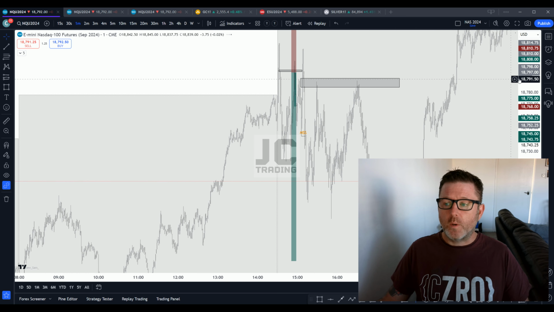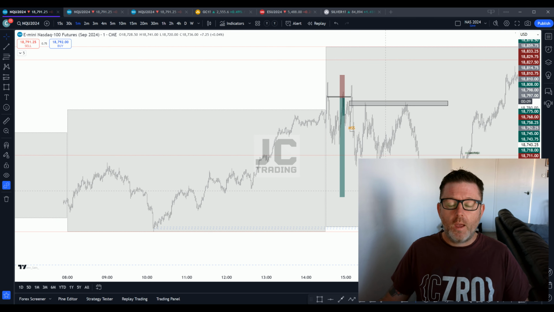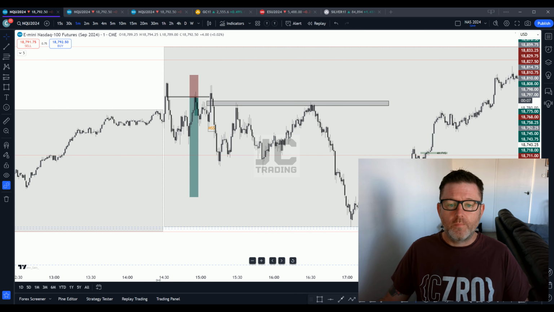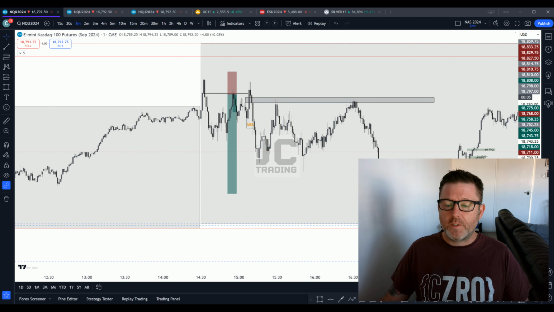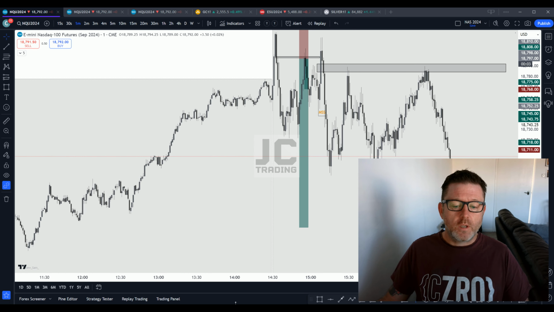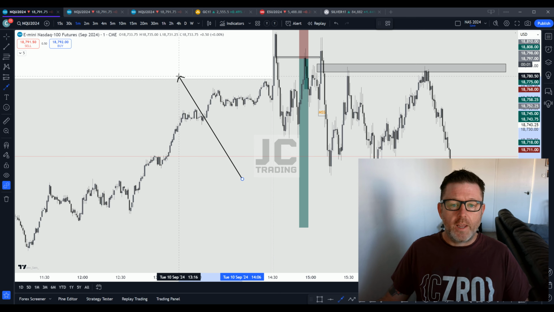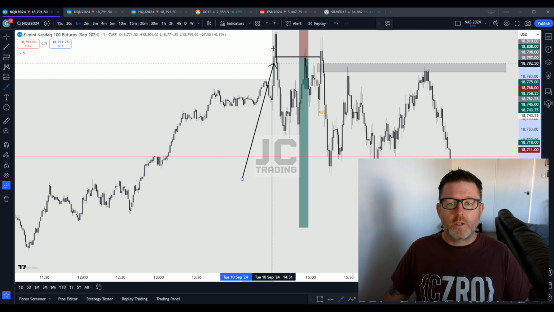So the very first one yesterday was on NQ and we swept a range high. So this is the range high here. Now prices come up, we've swept and we've broken structure to the downside here, and then we had an extreme fair value gap. So that is our typical silver bullet entry.